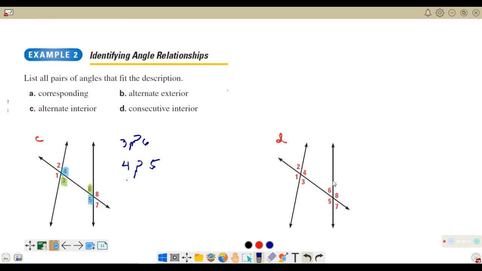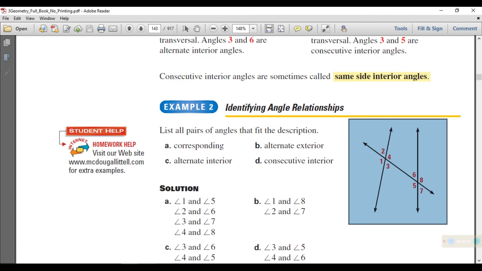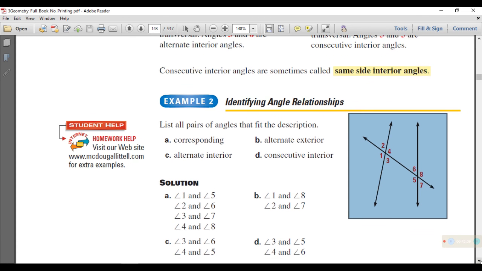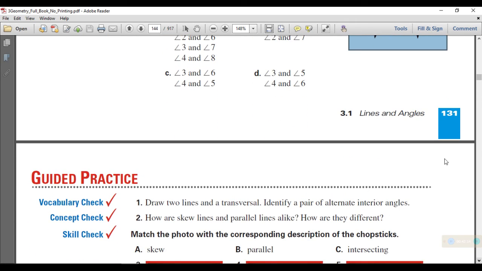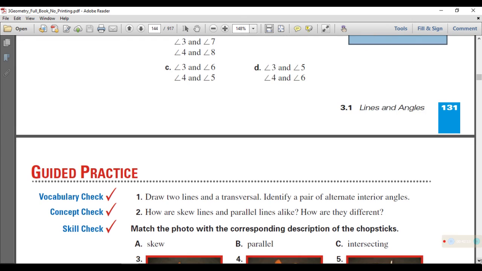Finally, we have consecutive interior. Must be on the same side. What are on the same side and interior? 3, 5, 4, 6. Hindi ko nalalagyan ng ano ha, ng markings. 4 and 6. 3, 5, 4, 6. Yan. Nilagyan ko pa rin ng markings, di ba? Okay. So, step by step, napakita natin kung paano sila ginagawa. I hope that was clear.